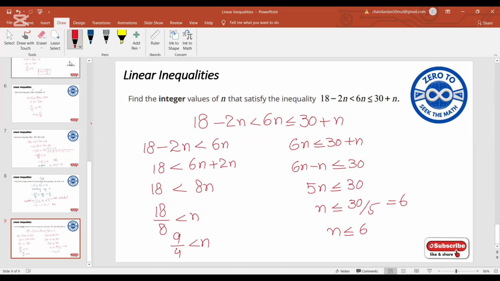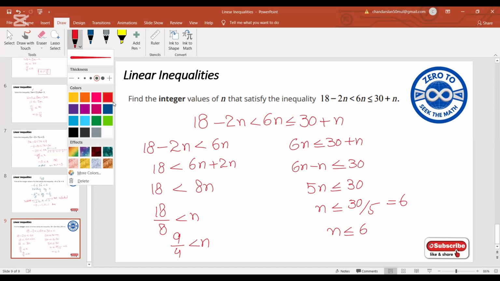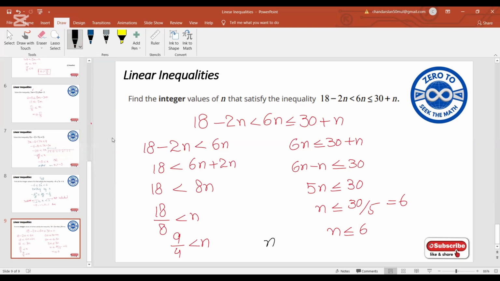Now we need to join them again, bringing them back in the same shape as they were before. So n will be written in the center. The less than part will be written over here, 9/4, and then this can be written over here. Now if I convert 9/4 to decimals, I get 2.5. So 2.5 is not included.